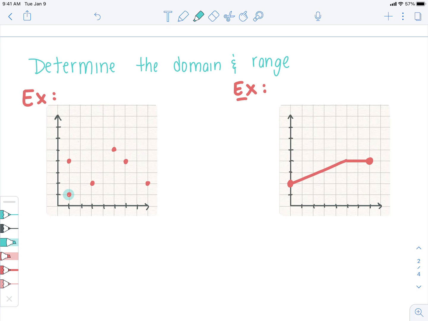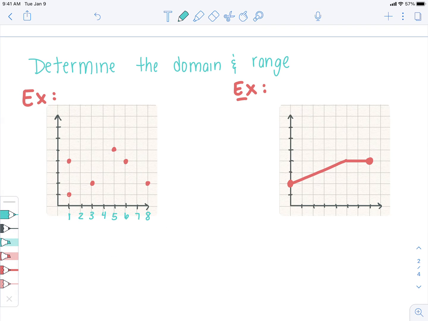I have a point when x is 1. I have another point when x is 3. When x is 5, 6, and 8. And the way I can tell that is I'm looking at my x values. So 1, 2, 3, 4, 5, 6, 7, and 8. And I just want to know where those points fall for my x values to write the domain.